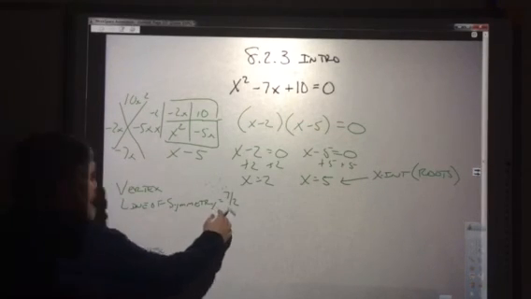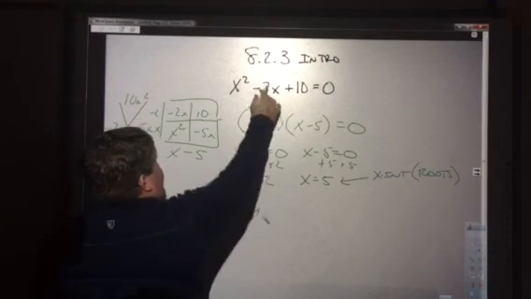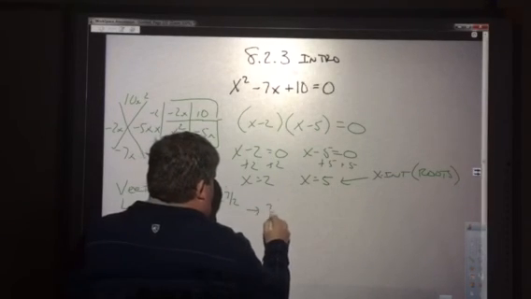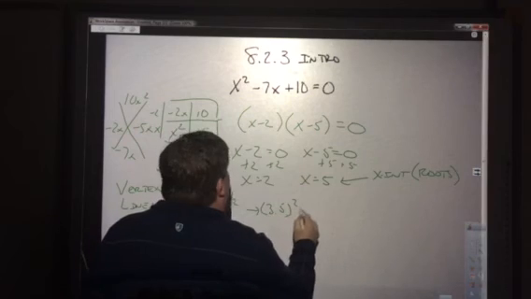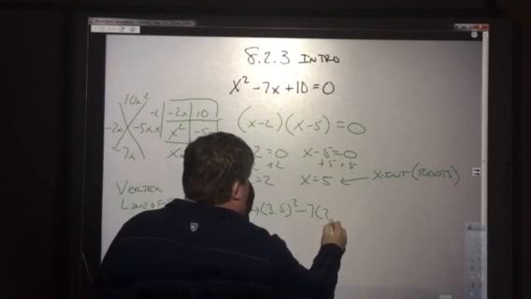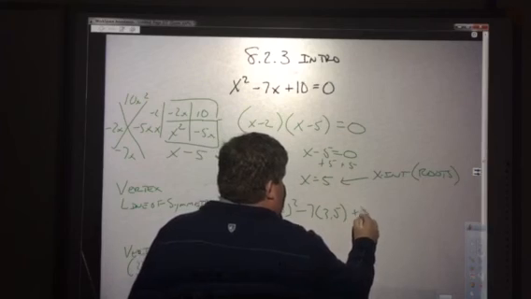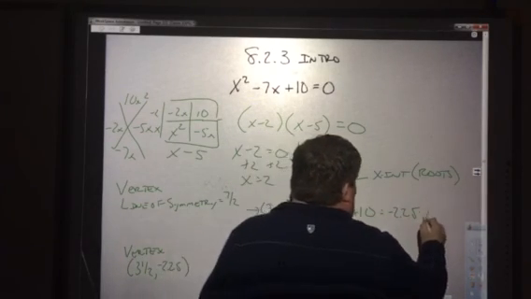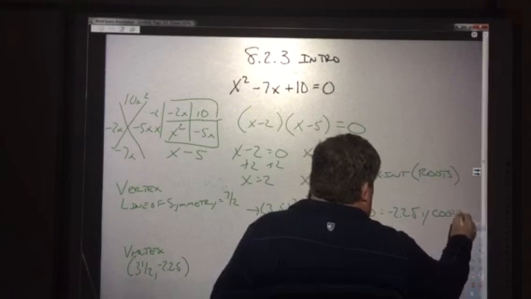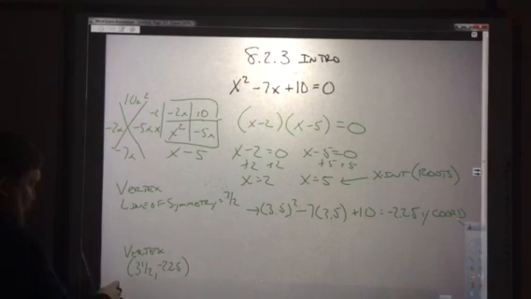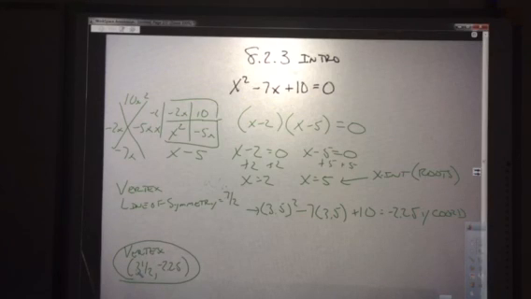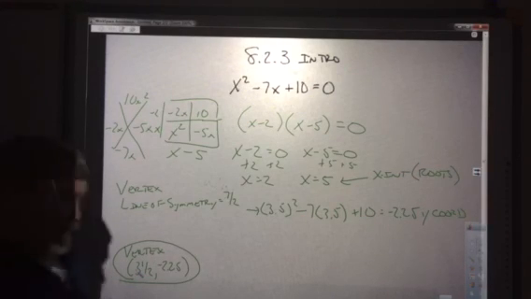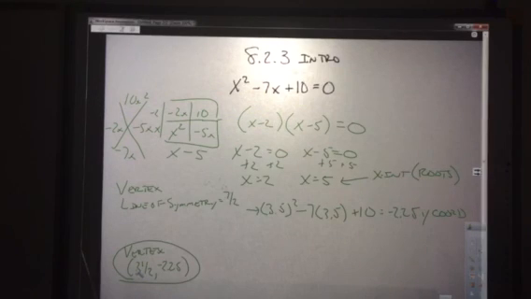So all I did there was take 7 halves and plug it into the original equation. So 3.5 squared minus 7 times 3.5 plus 10 equals negative 2.25, which is your y coordinate. So we get a vertex of that. And today you're going to be working on those. So classwork today, 76 to 81. I'll go through that here in a little bit.